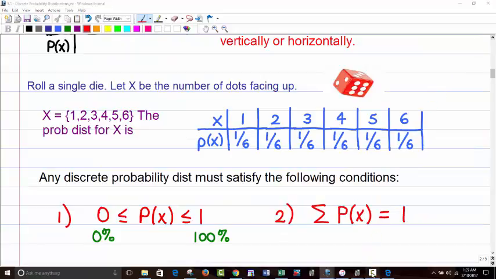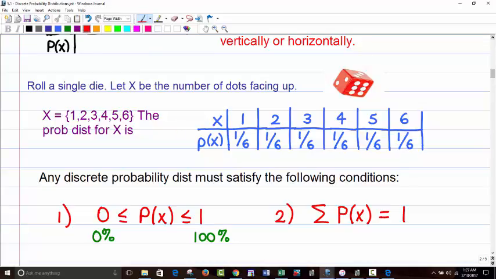So here we have a single six-sided die right there. And since x has to be numerical, it's the number of dots facing up. So on that six-sided die, the x's, we list them all out: 1, 2, 3, 4, 5, 6. So the probability distribution, then, you would list the probability of each particular value occurring.